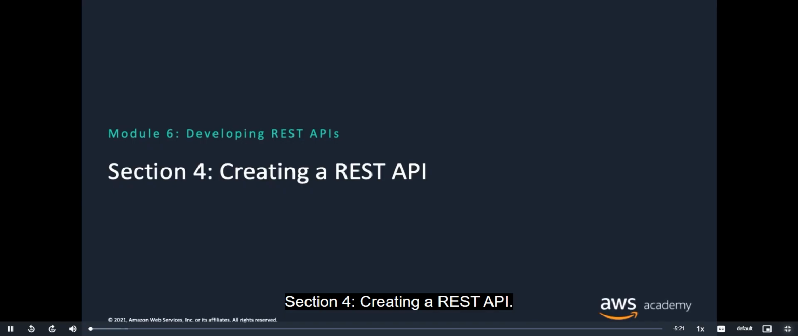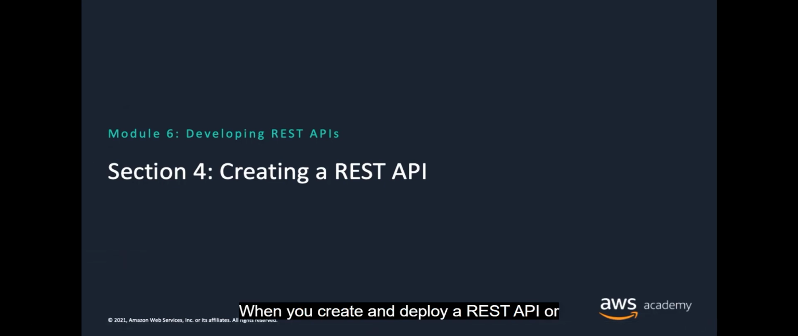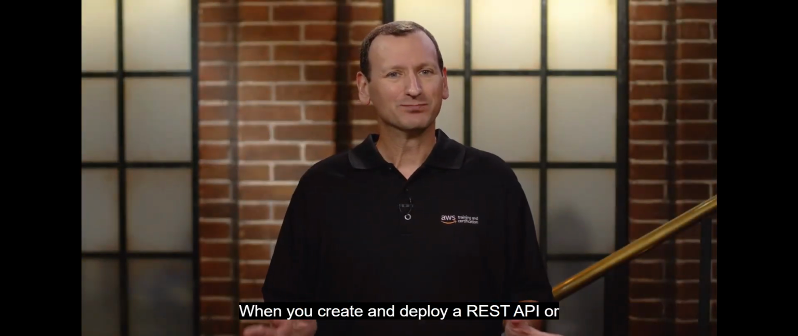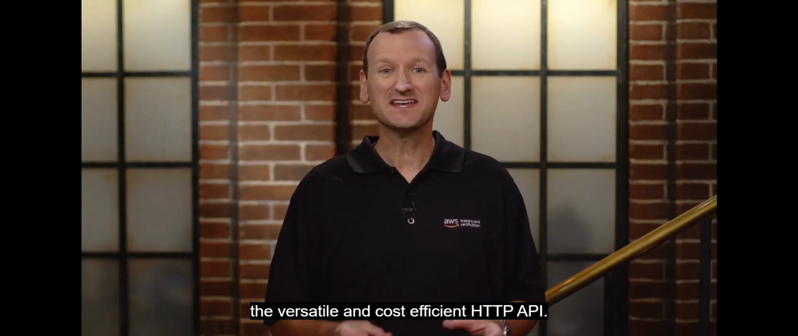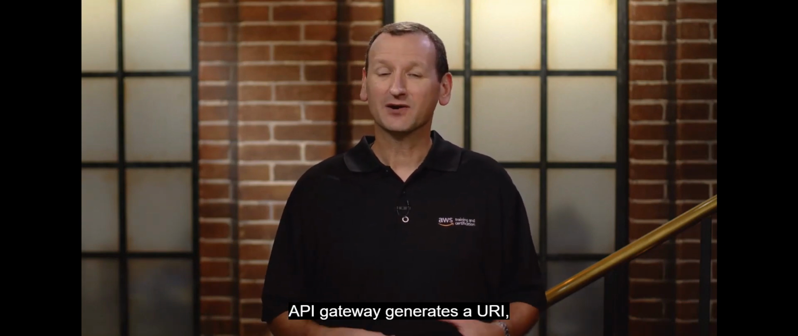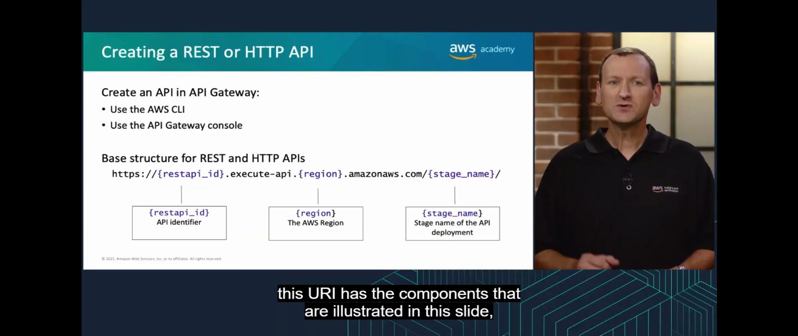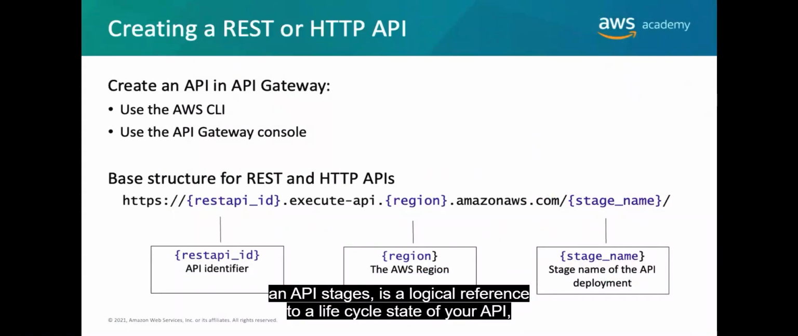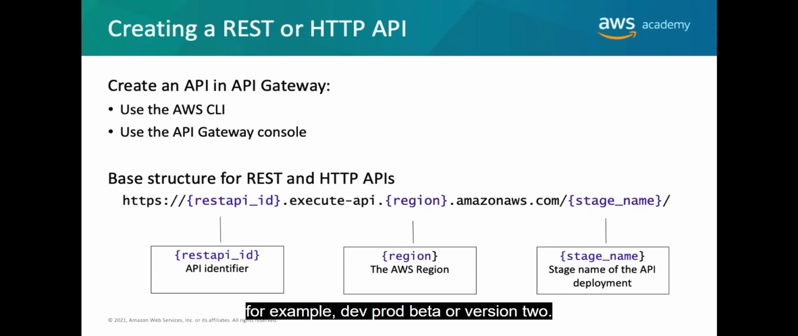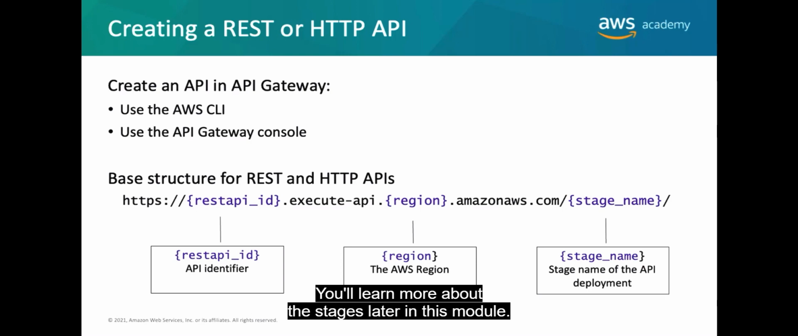Section 4, creating a REST API. When you create and deploy a REST API, or the versatile and cost-efficient HTTP API, API Gateway generates a URI. This URI has the components that are illustrated in this slide. An API stage is a logical reference to a lifecycle state of your API. For example, dev, prod, beta, or version 2. You'll learn more about the stages later in this module.